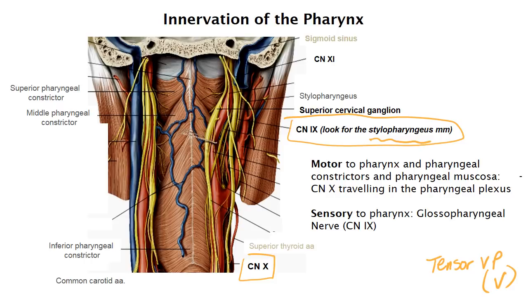The sensory fibers in the plexus are from the glossopharyngeal nerve, and they supply the greater portion of all three parts of the pharynx. So we'll write in sensory here, plus one motor component.